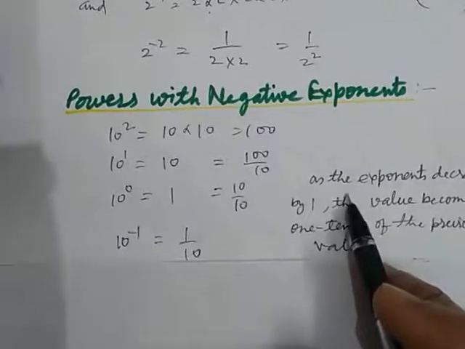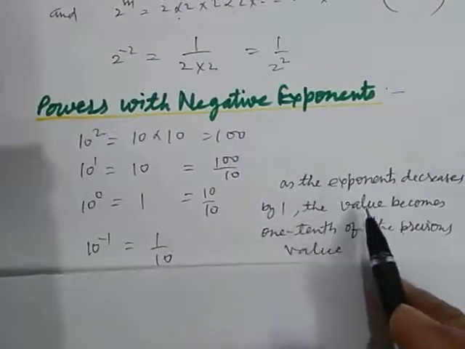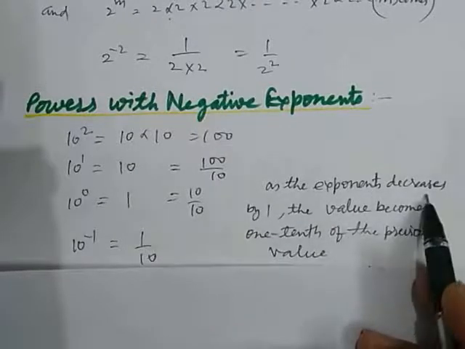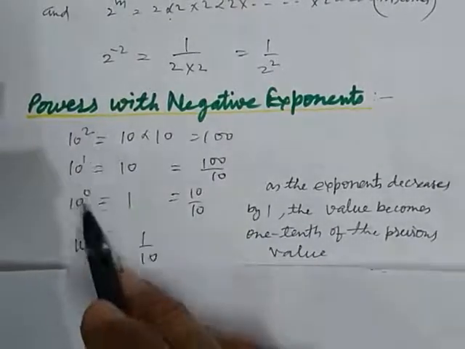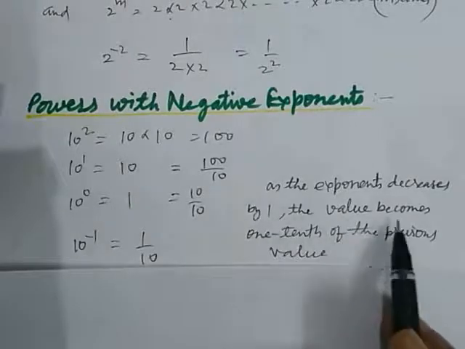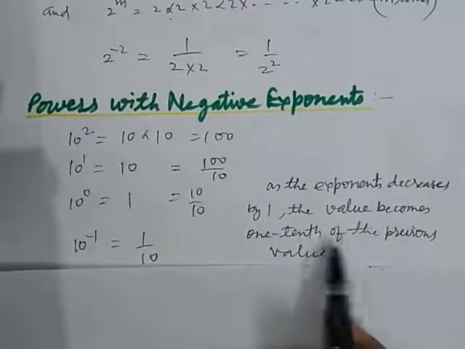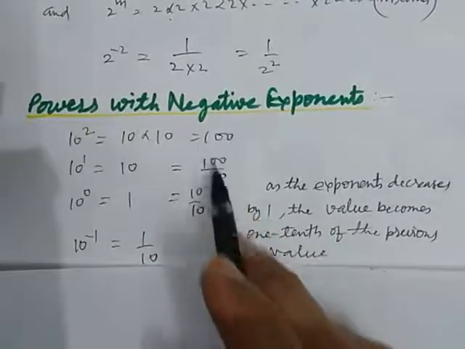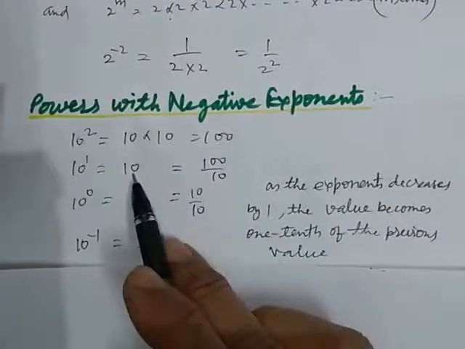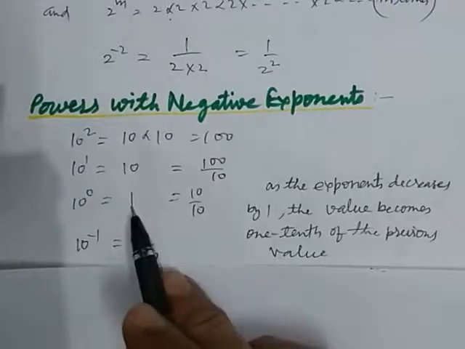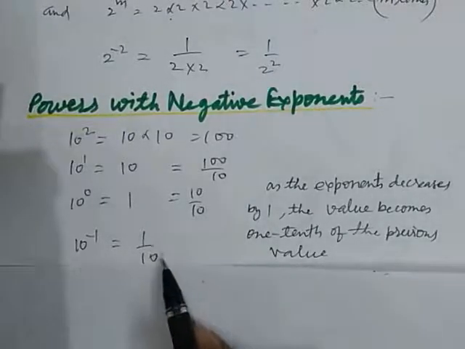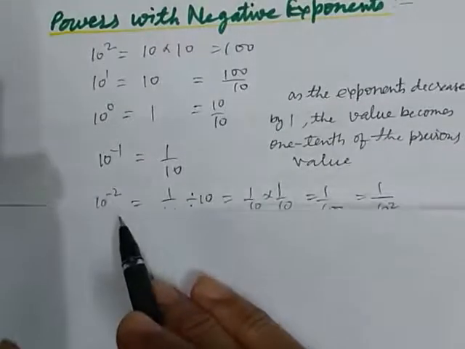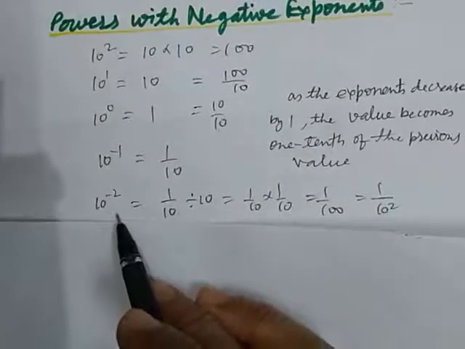Now this can be concluded: as the exponent decreases by 1, the value becomes 1/10 of the previous value. This value is 100, so 1/10 of it becomes 10. Now 1/10 of that becomes 1. Now 1/10 of that becomes 1 by 10, and so on. This way we can keep on reducing continuously.